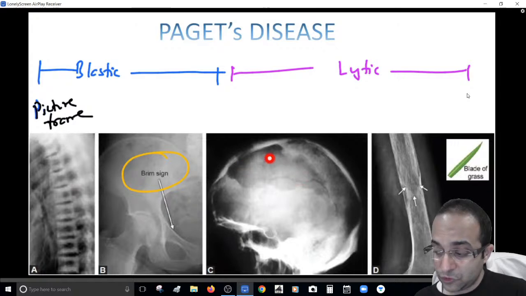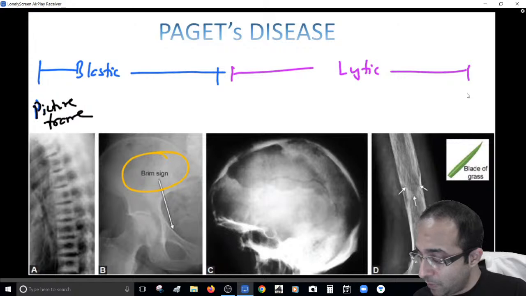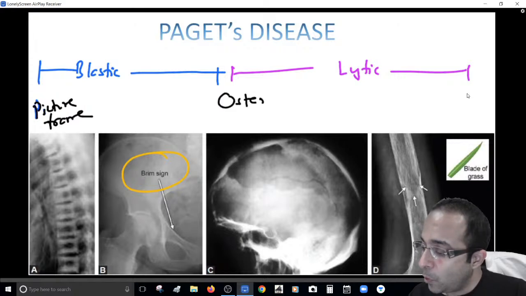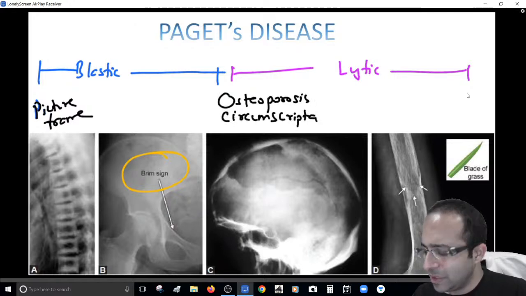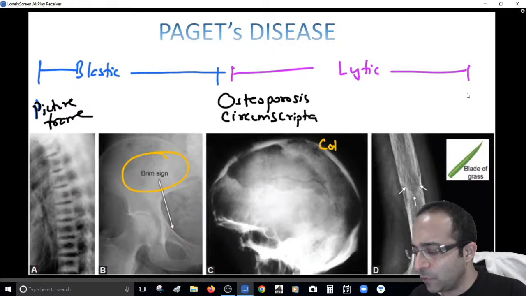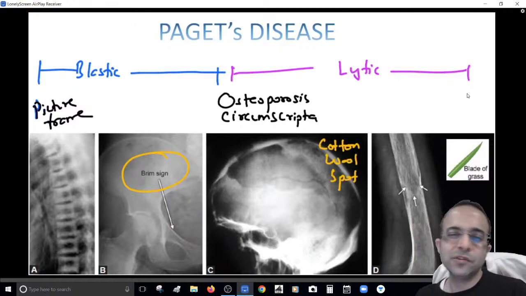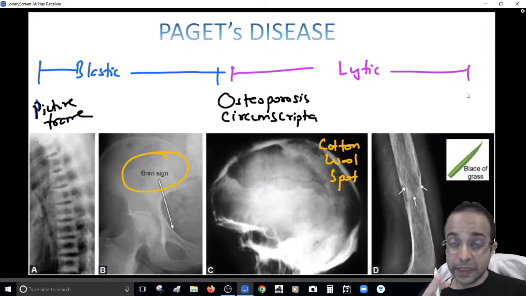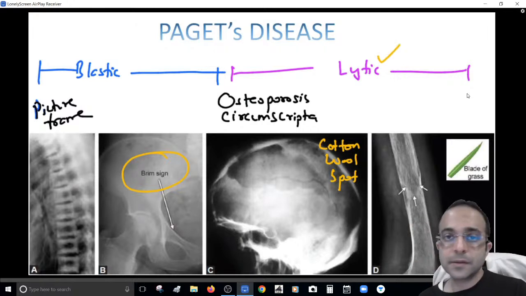See this massive patch of osteoporosis. That's what you call osteoporosis circumscripta. Then let me tell you, some people, some laymen I would say, they simply call this a cotton wool spot. Synonymous. Yes. In the lytic phase, bone resorption occurs.